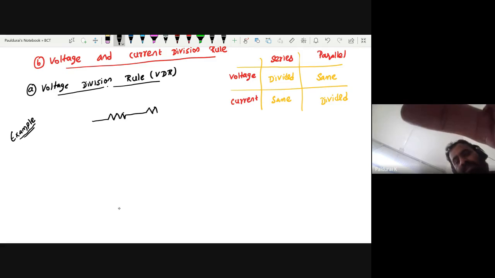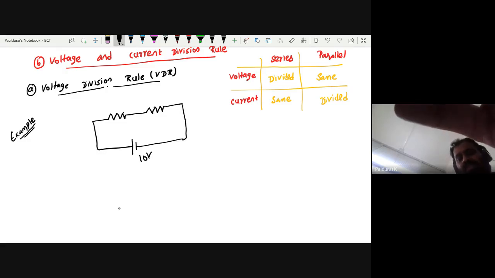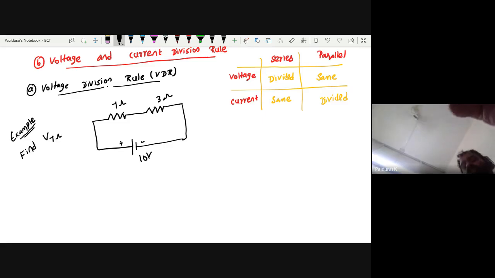After connecting, I am going to apply some voltage. That's it. Take some simple circuit. Take a 10 volt source, plus minus. This is some 7 ohm, this is some 3 ohm. Now my question: find V sub 7 ohm. What it means? Find the voltage across the 7 ohm resistor.